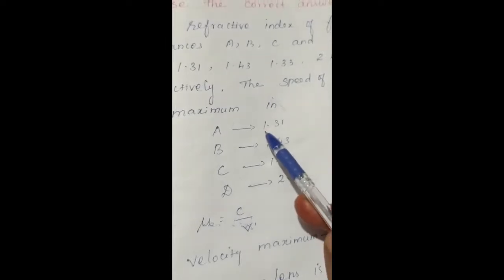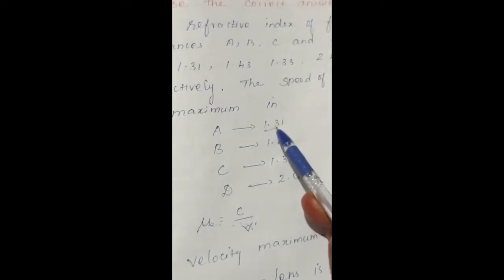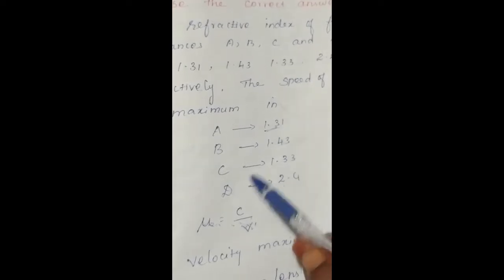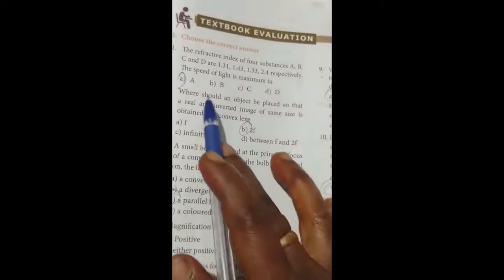Can you identify which medium has the low refractive index? 1.31, 1.43, 1.33, 2.4. Which is the lowest one? Yes, the first one. So here the refractive index is low, so in this medium the velocity is maximum. Velocity is maximum when the refractive index is minimum. So the answer is medium A. Just mark this question A.